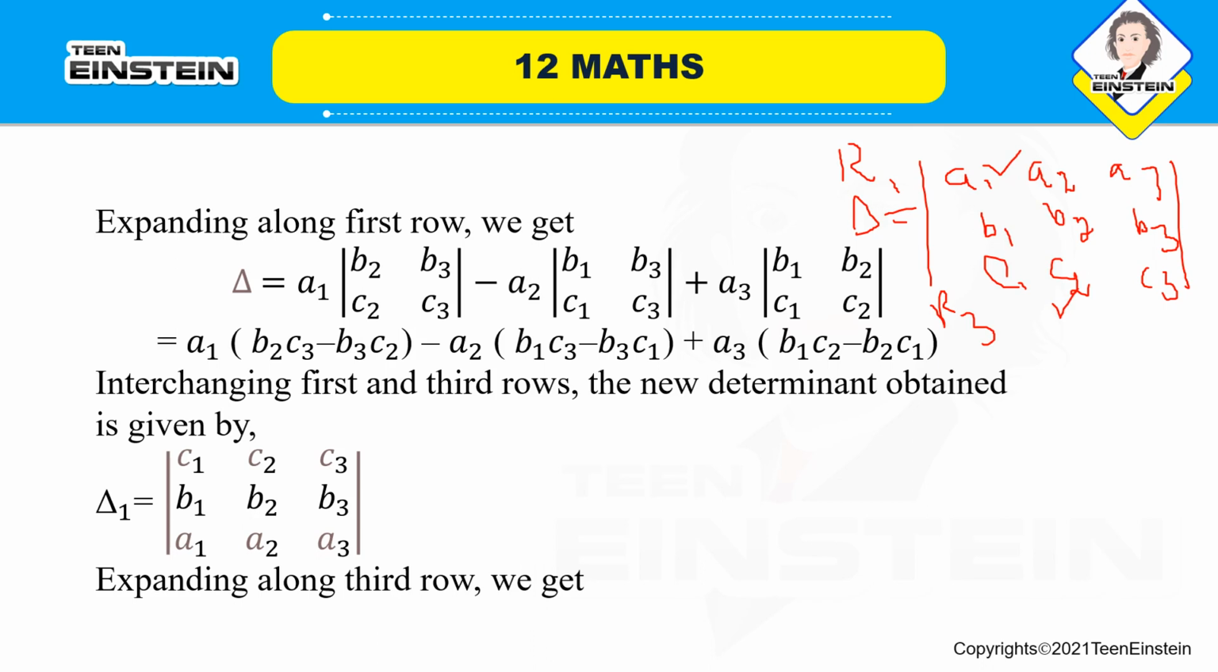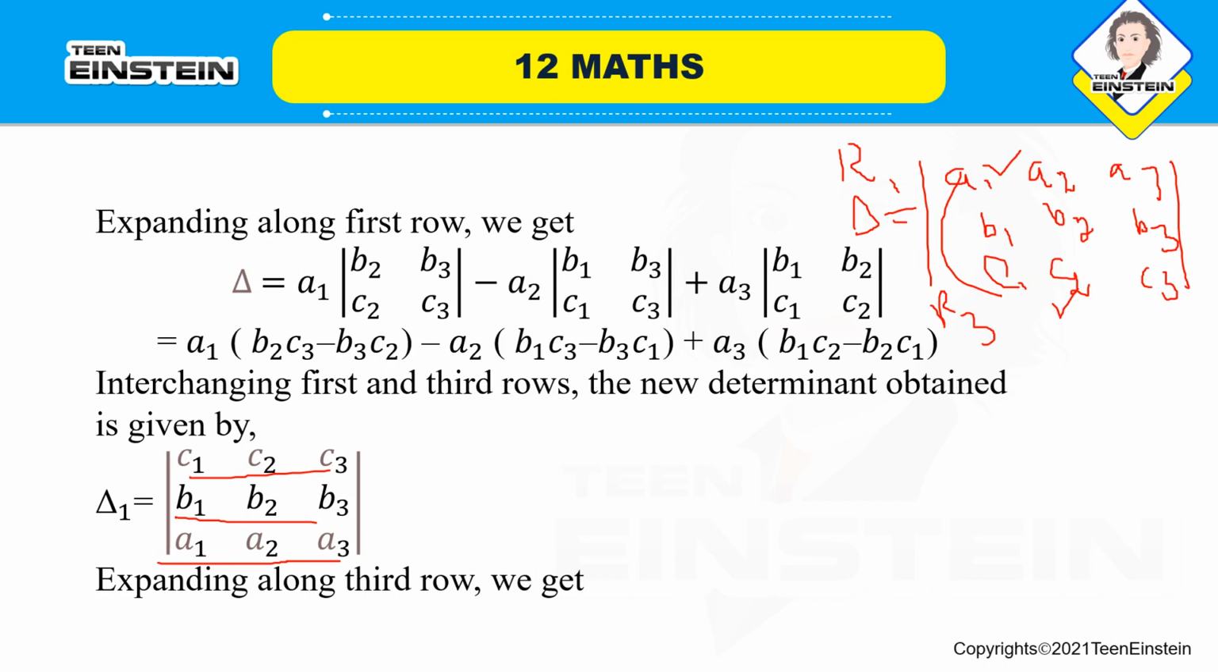So interchanging these two rows, you get a new determinant, which is delta 1 equal to C1, C2, C3. These two rows are interchanged here. So C1, C2, C3, R3 becomes R1 now. The third row becomes the first row, and the first row becomes the last row. We have not changed the second row, so write it as it is: no change in the second row, so B1, B2, B3. So this is your new determinant.